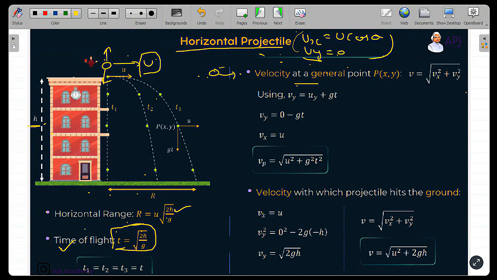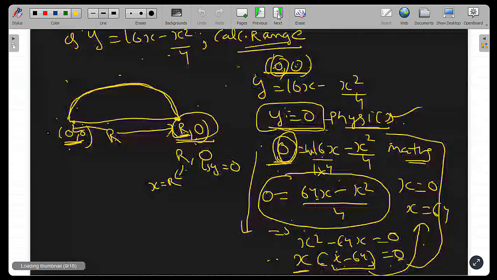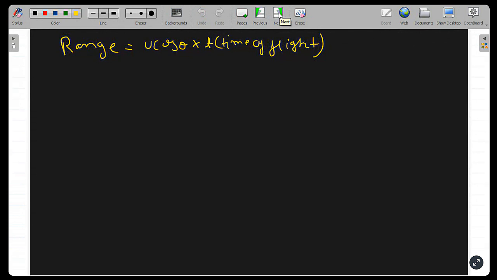And apart from this, what else is left? Time of flight हो गया, range हो गया, velocity at a general point x, y. ये देखो यहाँ पे थर्ड वाला पॉइंट, I am talking about velocity at a general point x, y. How should we do this? इसको तो फिगर बना के समझाना पड़ेगा आपको. वेलोसिटी एट जनरल पॉइंट p. ये करा दिया था मैंने ऑलरेडी, समझा रहा हूं जो.